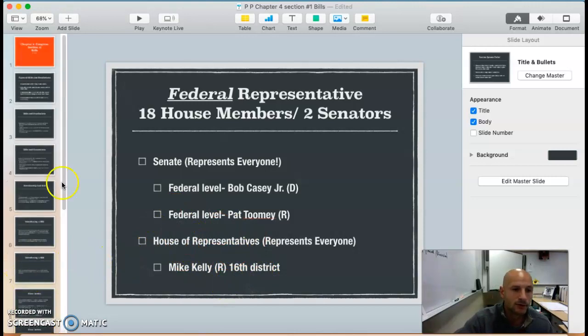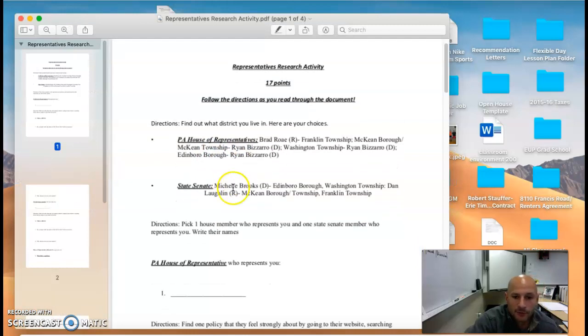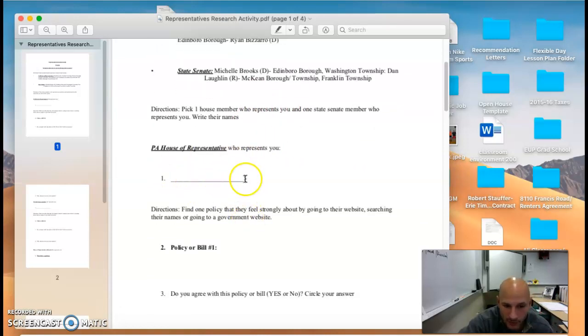Okay, so what I want to do here now is, if I can get it up here, you guys will be going to do some research on all these different people. So find out what district you live in. Here are your choices, and I've given you basically what was at the end of the PowerPoint, copy and pasted, and your state Senate. So pick one House member who represents you and one state Senate member who represents you. Write their names. All right. So if you don't know where you live, let's say you're a tuition student, you can find out who you did, or you can just pick one of these two people here. So pick one. Find out who represents you because we wanted to make it meaningful for us. So you write their name down here.